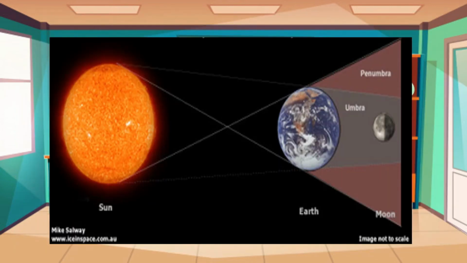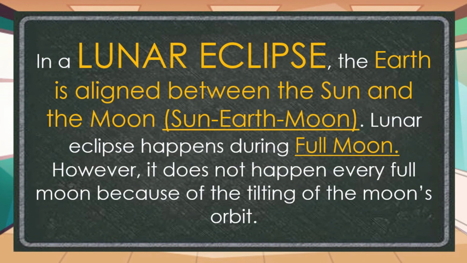In this figure, the Earth is in between the Sun and the Moon, and a lunar eclipse happens. In a lunar eclipse, the Earth is aligned between the Sun and the Moon. Sa makatuwid, nangyayari ang lunar eclipse kapag ang Earth ay napapagitnaan ng araw at ng buwan. Lunar eclipse happens during full moon. However, it does not happen every full moon because of the tilting of the moon's orbit.